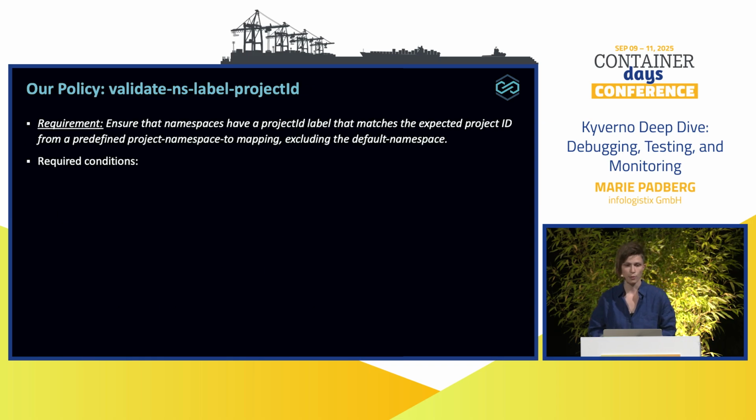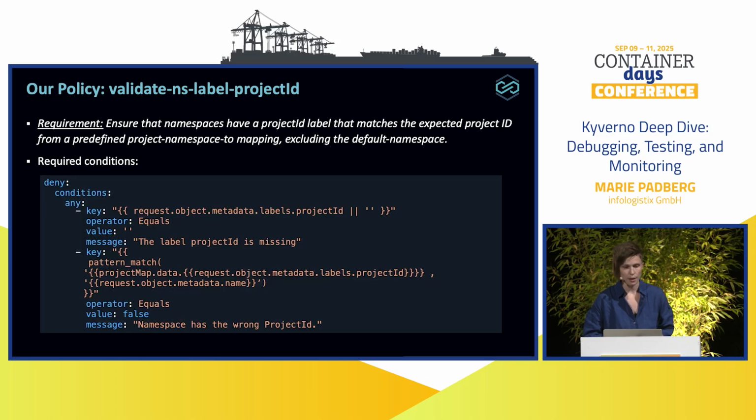Again, back to our policy, we need a deny rule for this, and we have two conditions. If one of these two conditions is true, we will block the request. The first condition checks if a namespace contains a label project ID. For this, we have in the key the check if the project ID is empty or if it's existing, and if it's not existing, we will block it.